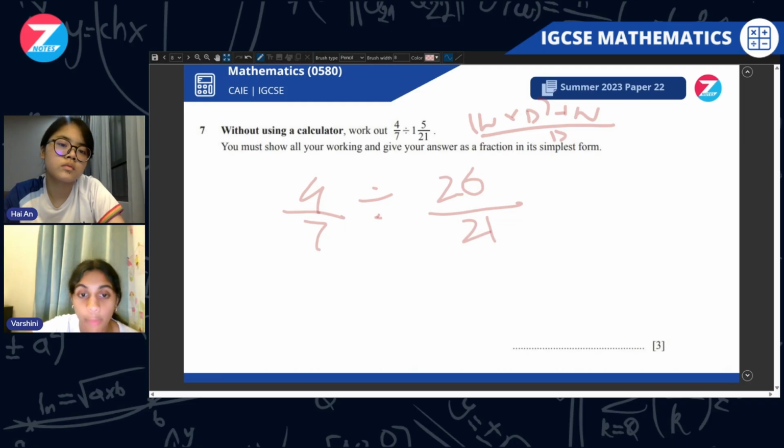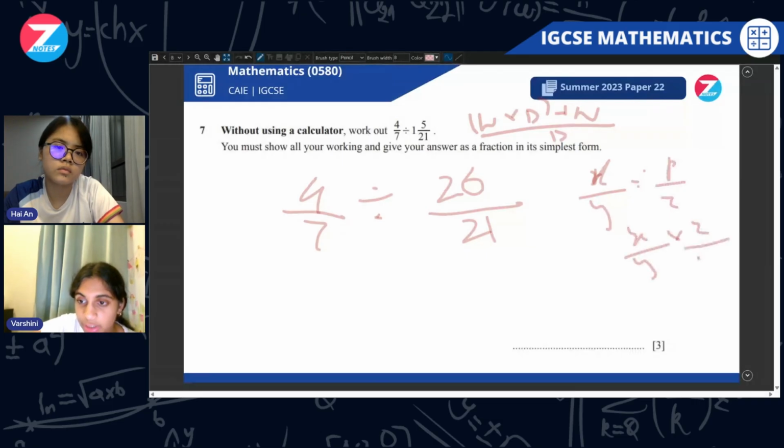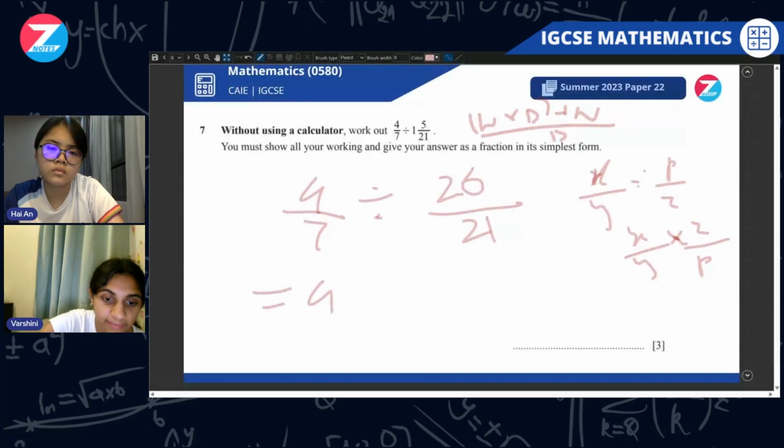We know that when we're dividing fractions, if it's x by y divided by p by z, it's going to be x by y into z by p. So we just have to reciprocal the second number and make the sign into a multiplication sign. So over here, that's going to be 4 by 7 into 21 by 26.